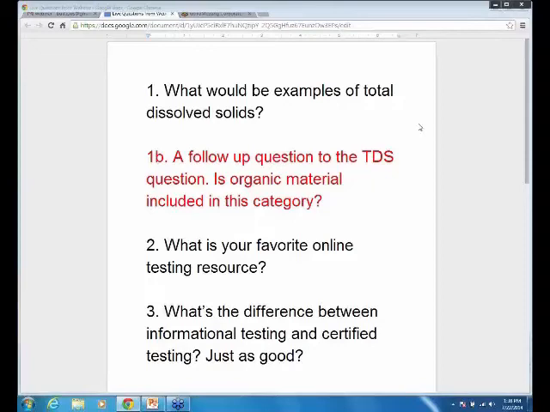Another difference is price. Of course, the certified lab is usually quite a bit more expensive than a non-certified lab.